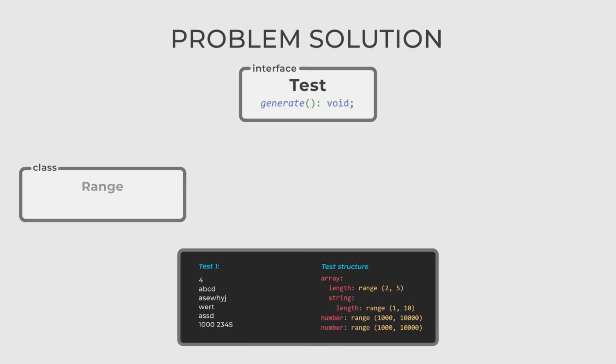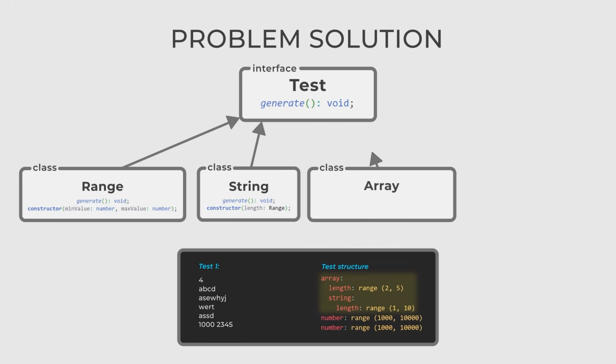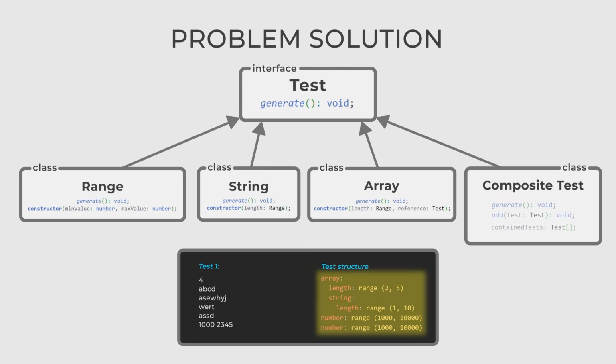Then, let's create a range class that implements the test and accepts a range of possible values. After that, let's create a string class that implements the test interface and accepts the range in the constructor. Now, let's create an array class that also implements the test interface. An array accepts the range, and an object reference it must contain. Also, to compose all these classes, we need to create a composite test, which implements the test, stores an array of the test objects, and has an addTest method. With this class's help, we can now generate multiple random tests in the format we described earlier in the video.